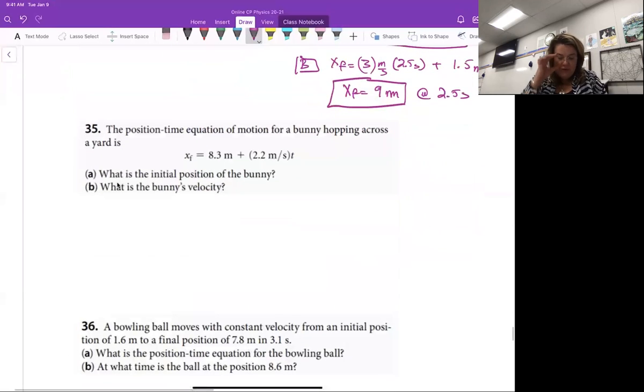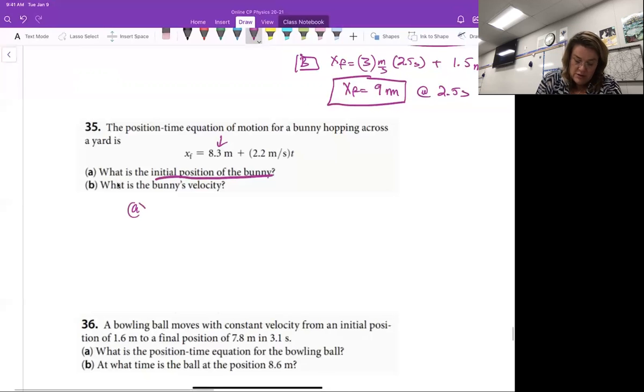So let's do number 35. The position-time equation of the motion for a bunny hopping across a yard is X final is equal to 8.3 meters plus 2.5 meters per second times time. What is the initial position of the bunny? Initial position is the intercept, the y-intercept. You could use units to answer this question, right? That is 8.3 meters. What is its velocity? That's the slope, 2.5 meters per second.